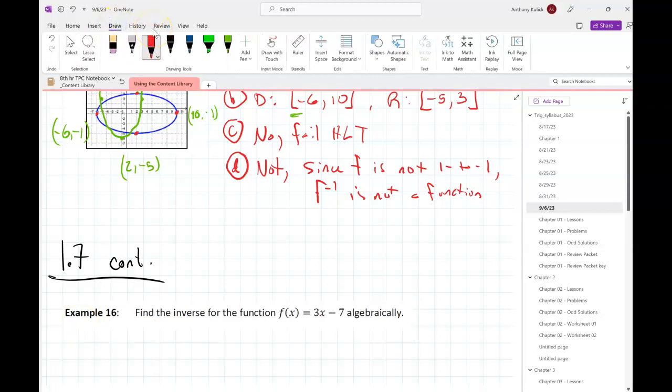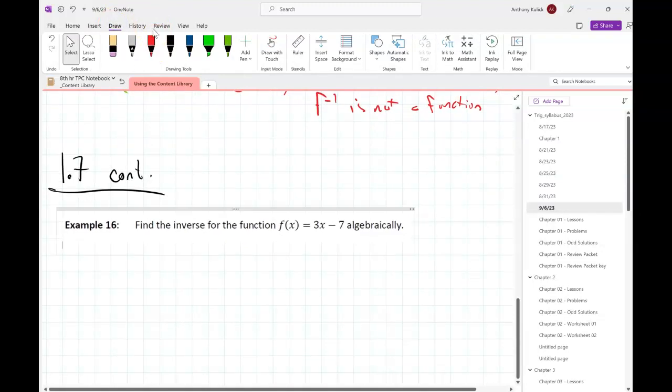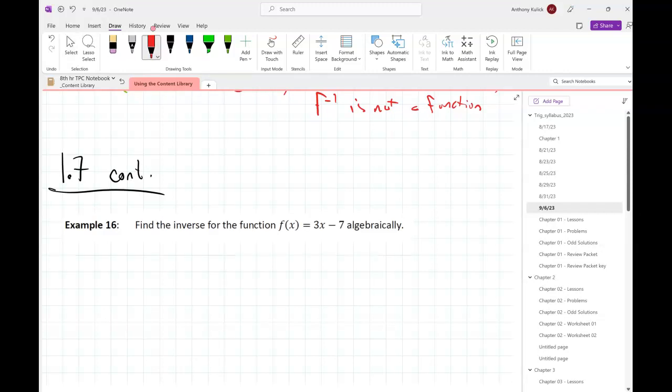So the steps for writing the inverse of a function are as follows. The first thing I want to do is rewrite my function without the function notation. So I'm just going to replace the f of x with a y equals. And the steps I'm going to describe are identical for any situation, but the details can change depending on the type of function we have.